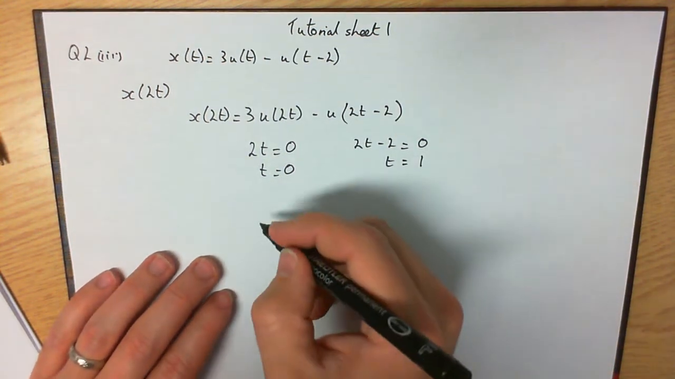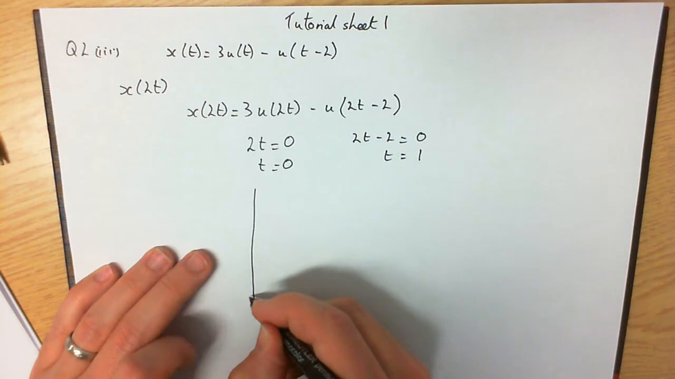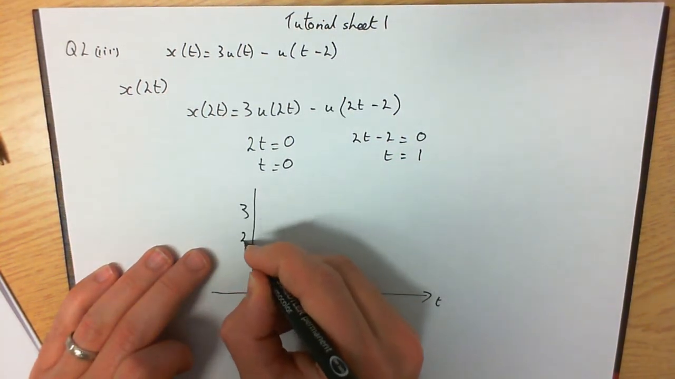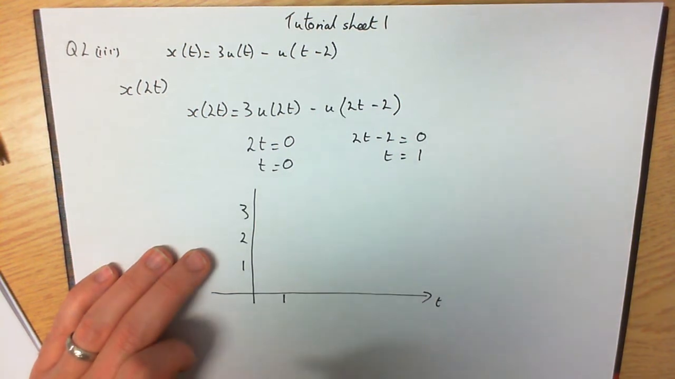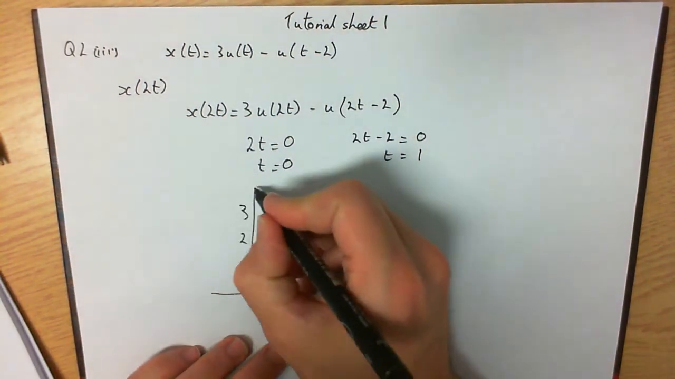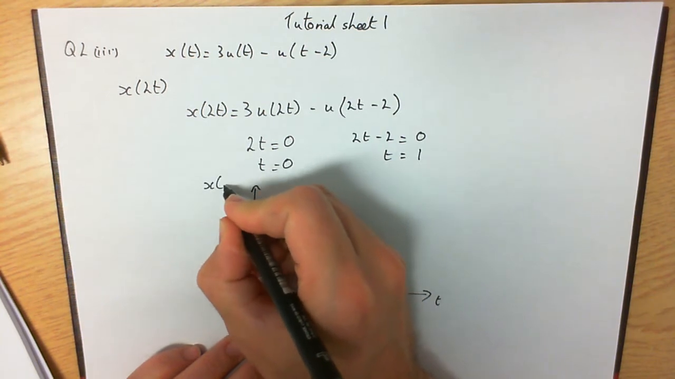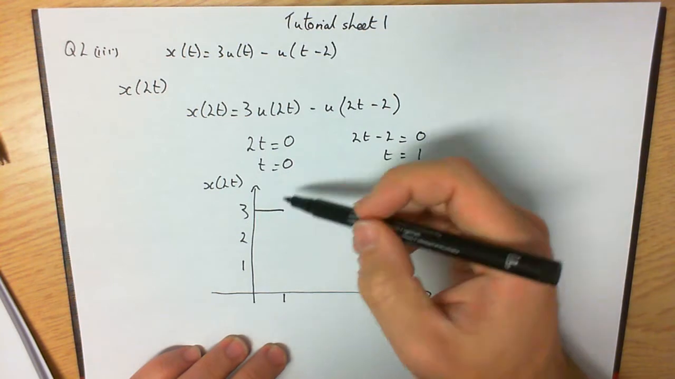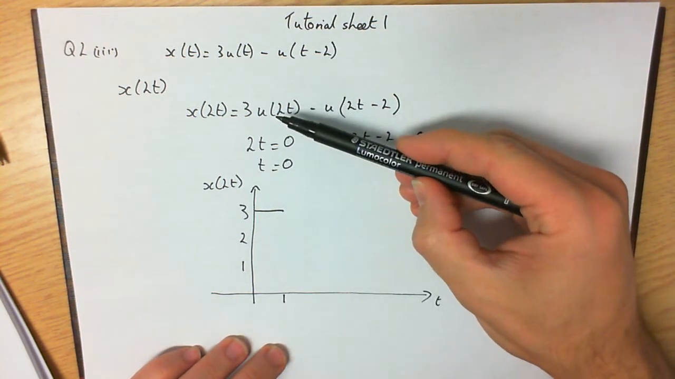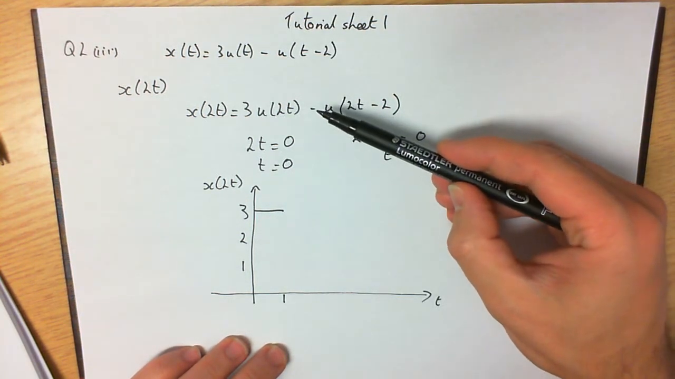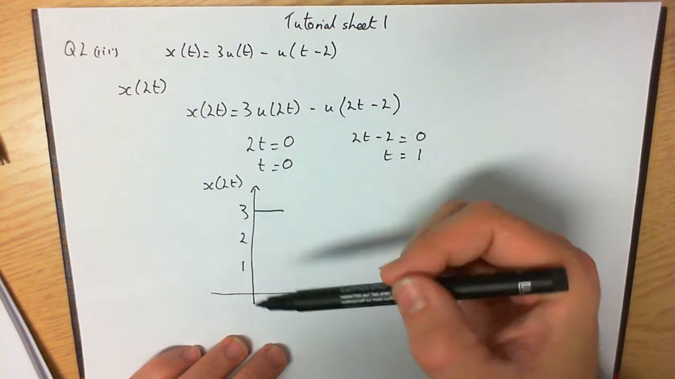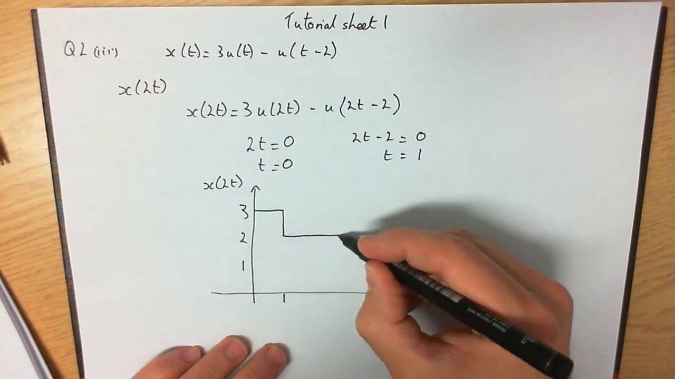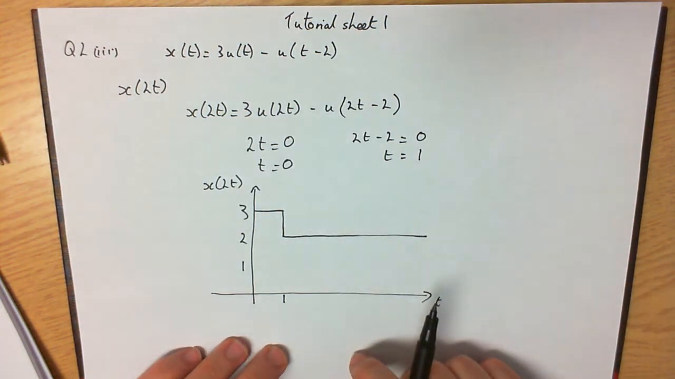So now if I redraw the graph, we're going to get, so this is x of 2t, we're going to get an amplitude of 3 for the first part, and then, obviously, we're going to have a reduction of 1 because it's a minus, and that occurs at time t equals 1, and then goes on to infinity.